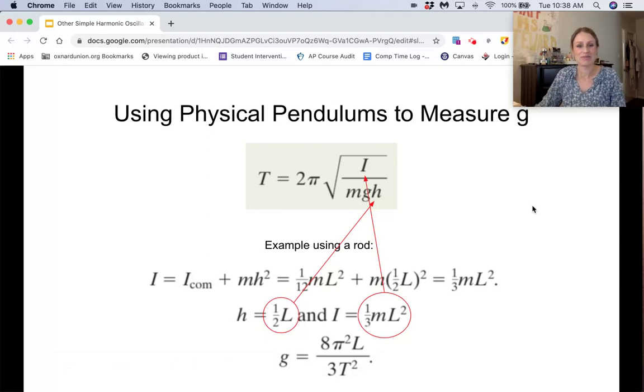Okay, so that is the last slide for our physical pendulum. Today we talked about torsion pendulums, simple pendulums, and physical pendulums. These are all examples of simple harmonic oscillators other than a mass on a spring going back and forth either horizontally or vertically like we've been talking about.